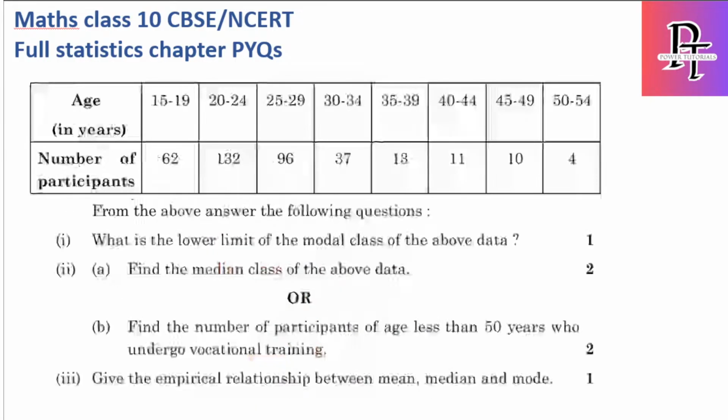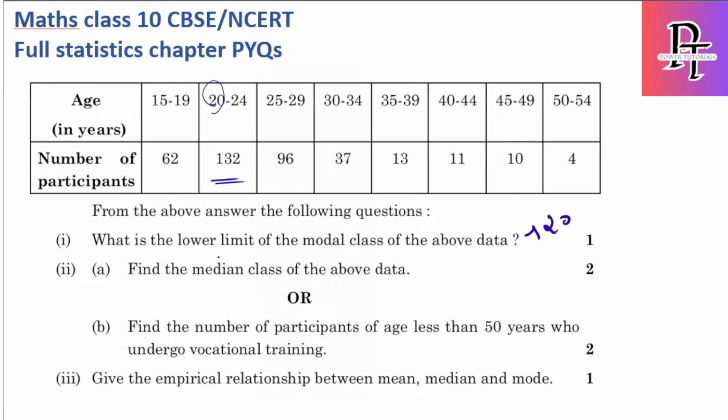Fine, this is regarding the training institute. We don't need much detail about that, because now this is important. We have age and number of participants; in this group, this many participants are present. What is the lower limit of the modal class of the above data? For the first question we need to write the table also, because for the modal class we need to find whichever has the higher frequency. The higher frequency is present here, so simply this is the modal class, and the lower limit is 20.